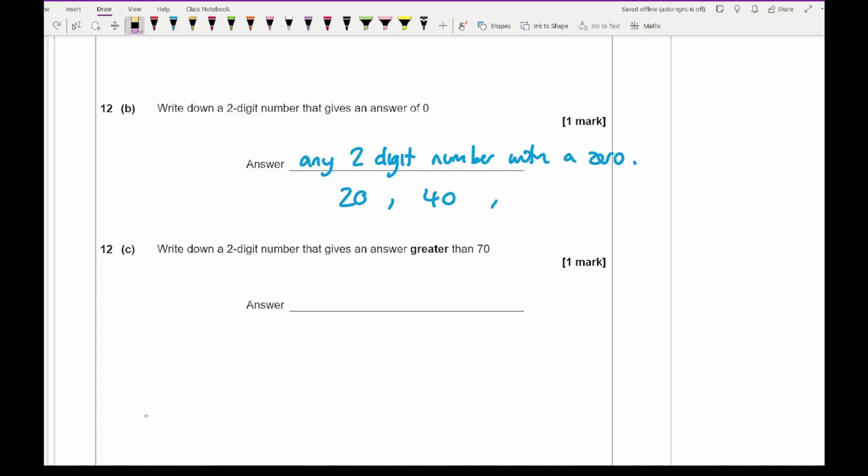Then for question 12c, it says write down a 2-digit number that gives an answer that is greater than 70. So for this, you could give any of these three possible answers. So you could either have 89 or 98 or 99. So any of those three would be absolutely fine. But for all these questions, you only want to give one number, not all of them. So just be mindful of that, because you would lose marks if you did give extra answers.